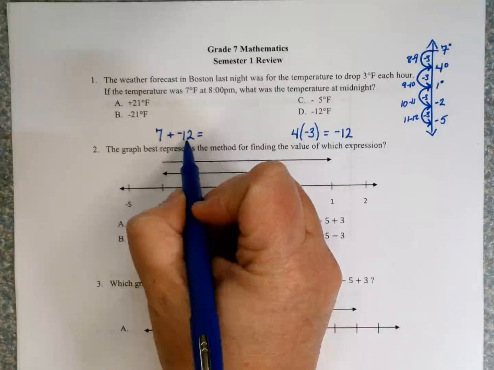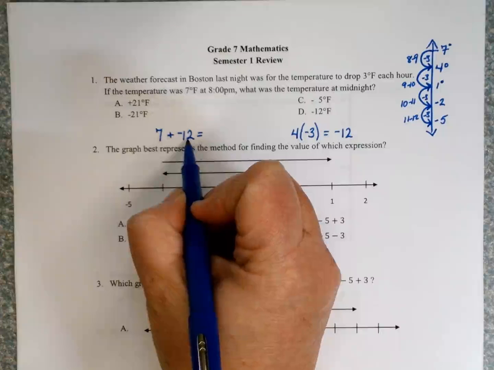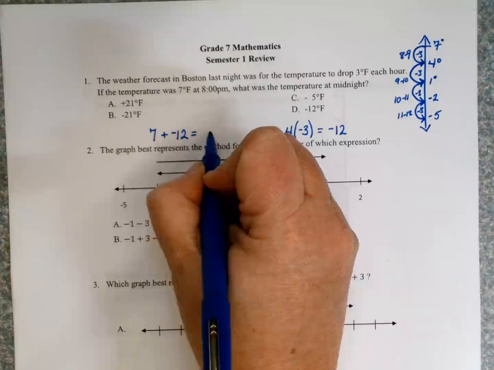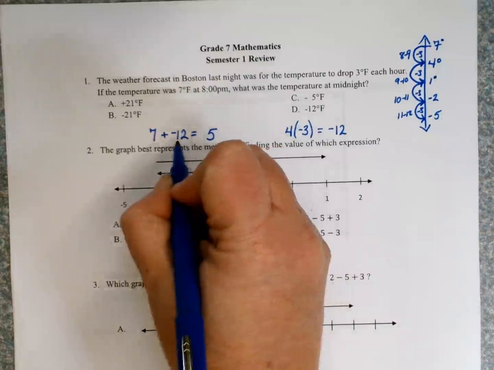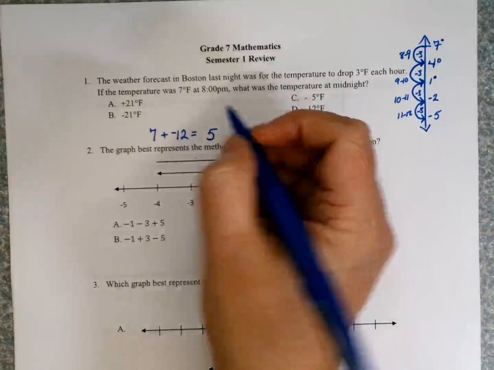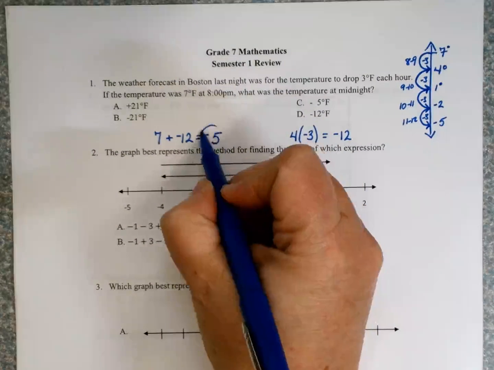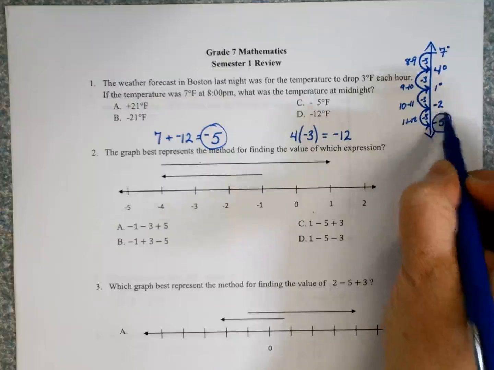I know that when my signs are opposite, I have to subtract their absolute values. So the absolute value of 12 minus the absolute value of 7 is 5. And 12 has the greater absolute value, so it keeps that sign, so it's negative 5. So either way I did it, I came up with negative 5 as my answer.